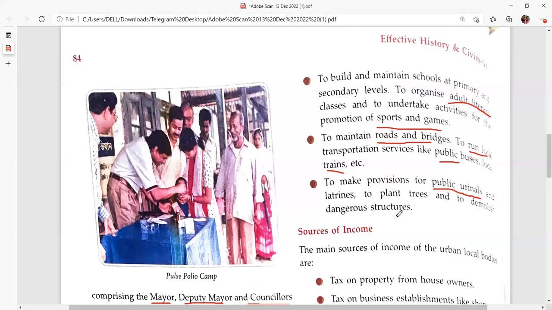Okay. And also, trees must be planted. Trees must get planted so that greenery is maintained in the city, because city areas are usually polluted due to vehicles and industries. So if we plant more and more trees along the roads, this pollution will get less. We will get fresh air to breathe. And also, noise pollution will decrease due to planting of trees.